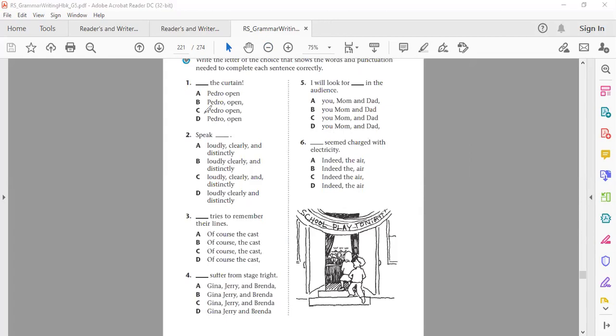Excellent, Jana. Can I do number 2? Number 2, yeah, Tala. Speak. A, loudly, clearly, and distinctly. B, loudly, clearly, and distantly. C, loudly, clearly, and distinctly.